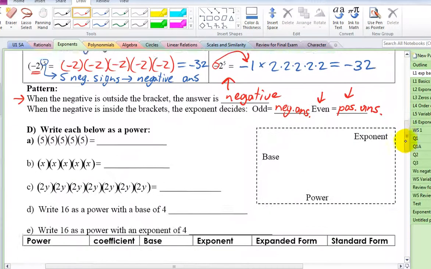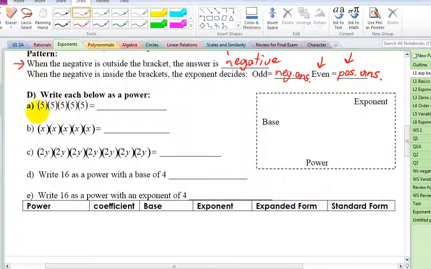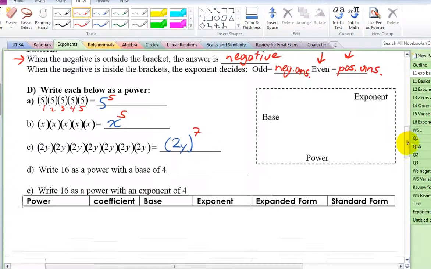Okay, so write things as a power. Here we have 1, 2, 3, 4, 5. So we should have a base of 5 with an exponent 5. What's our base for B? How many are there? What's our base for C? 2y, so we should put it in brackets because it's more than one thing. Okay, so that's a little different. What's the exponent? 7. Good.